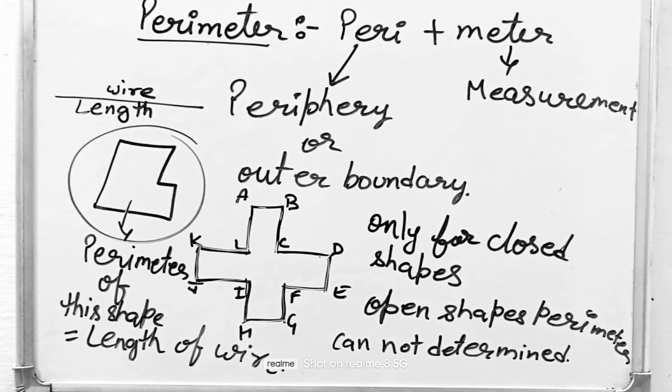So these are two things about perimeter, that the sum of the sides on the outer boundary of any field is the perimeter, and practically if there is no dimension given to you, what you can do is put a thread over the shape and measure the length of that thread, and you will get the perimeter of that particular shape.